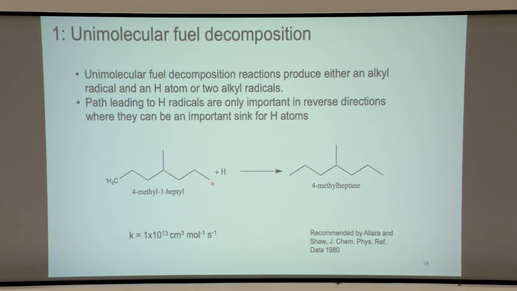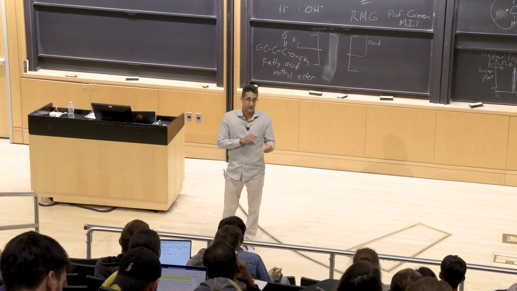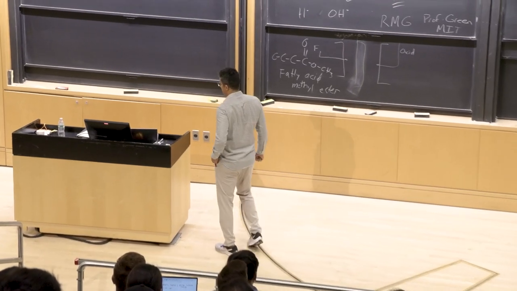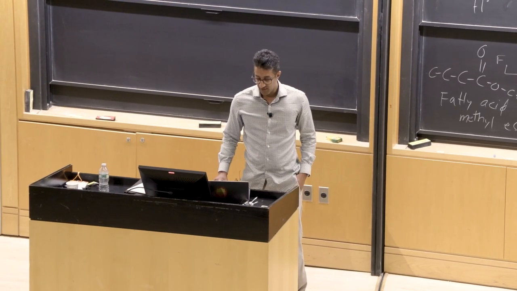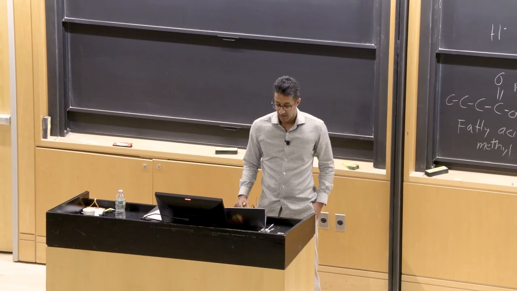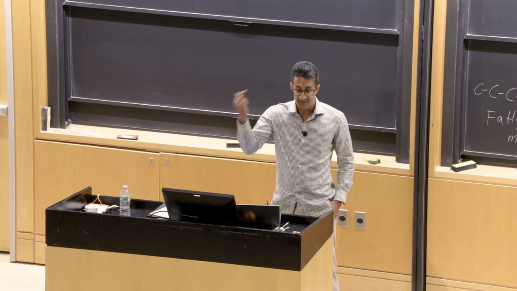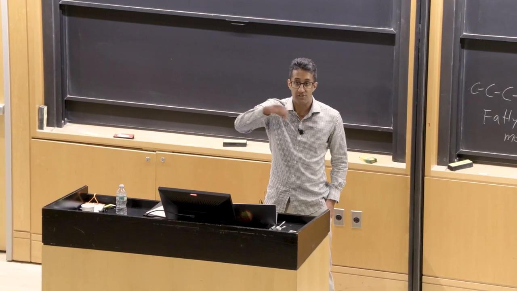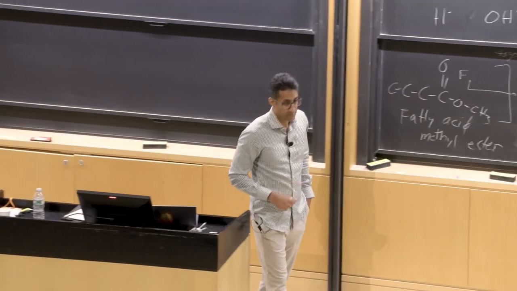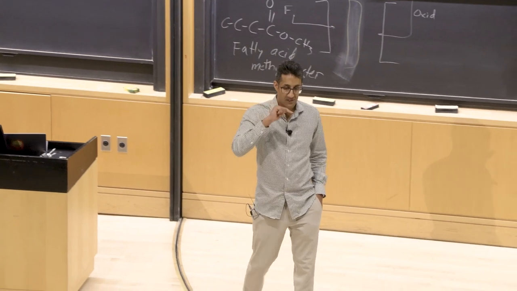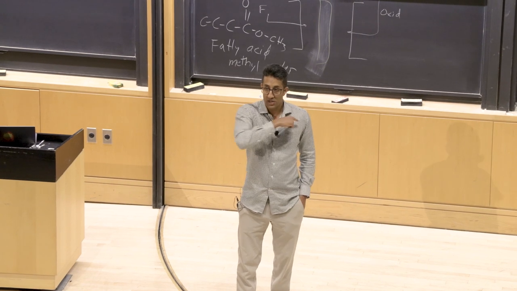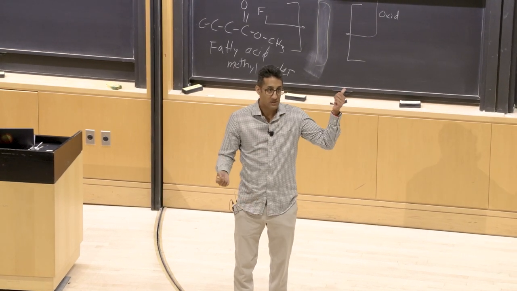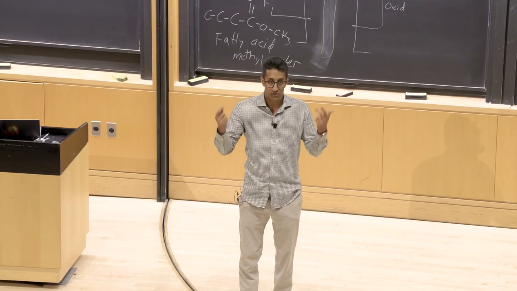Now, why do I write this rate in the recombination direction? I could write it the other way around first, and prescribe the rate. Remember, I will write the reaction in this direction, and I'll write the forward rate constant. If I write the reaction in the other direction, 4-methylheptane decomposes, then I prescribe the rate for the decomposition reaction. But there's a simple trick. I don't write the reaction in the decomposition direction because it's much easier to find the rate for the recombination reaction, because the H radical and the 4-methylheptyl radical are two radicals.